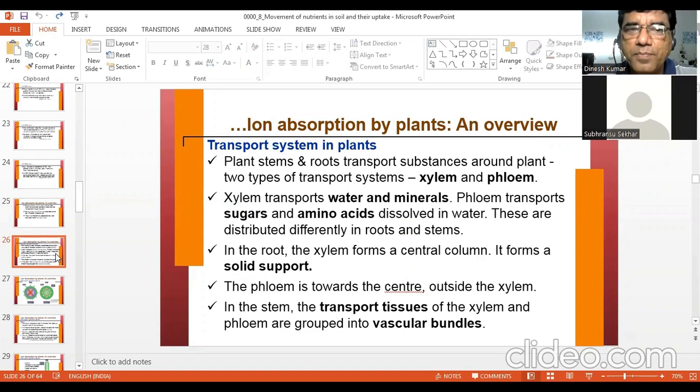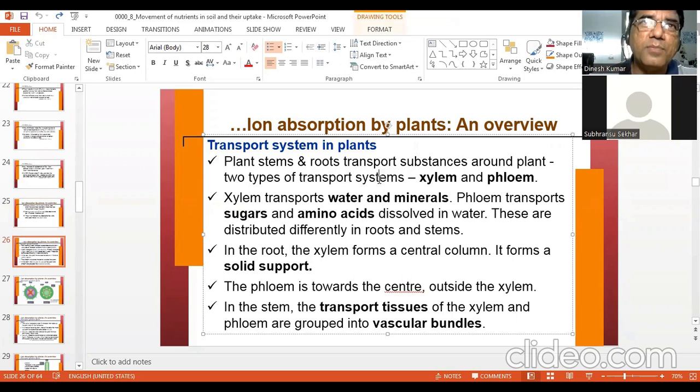What is a transport system? Plant stems and roots transport substances around the plant. Two types of transport systems are there in the plant, from root to shoot or from shoot to root. They are xylem and phloem. It is very fundamental. Everybody of you knows it. Xylem transports water and minerals. Minerals have to move through the xylem. Water has to move through the xylem. Phloem transports sugar and amino acids, the manufactured food dissolved in water.